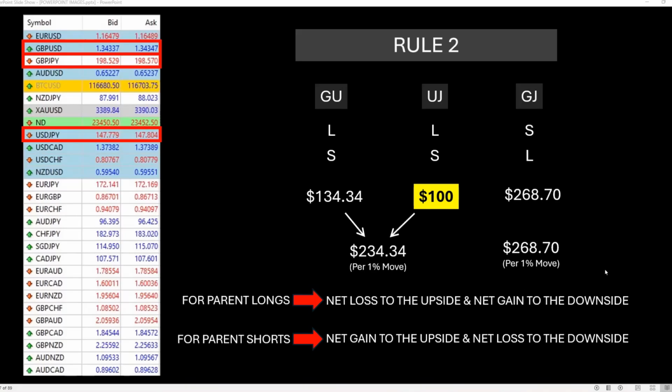So therefore, if the parents are short, these two, UJ and GJ, there's a net gain to the upside, but there's a net loss to the downside. Let's just assume that we are going to apply rule number 2, and this is going to be the condition by which we are going to be trading. Okay, let's just assume that. Of course, there are other combinations.